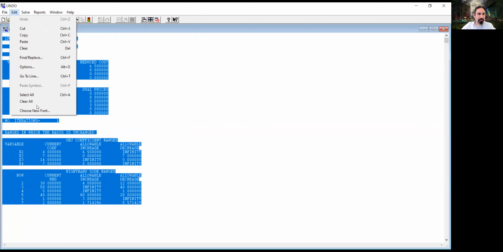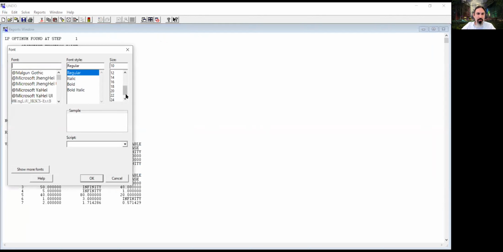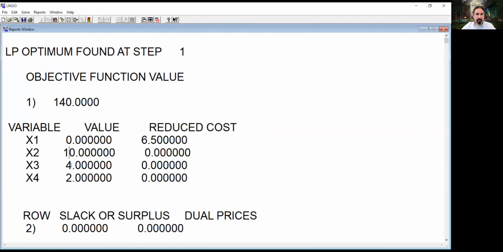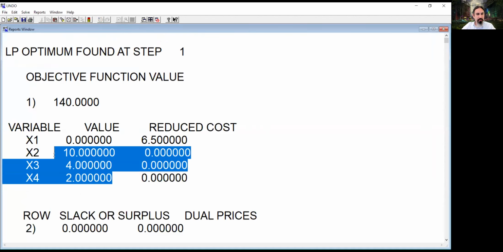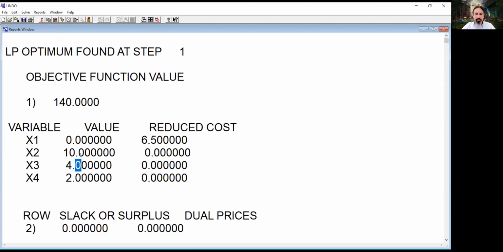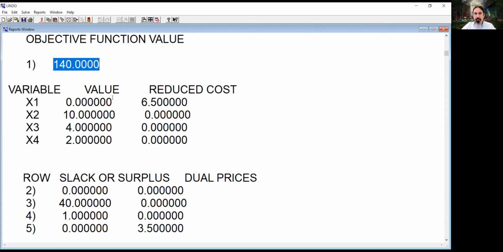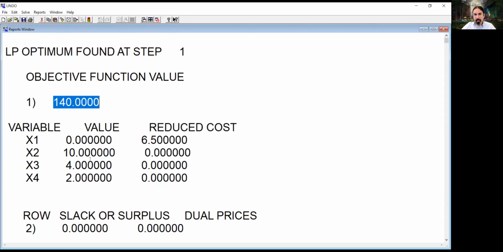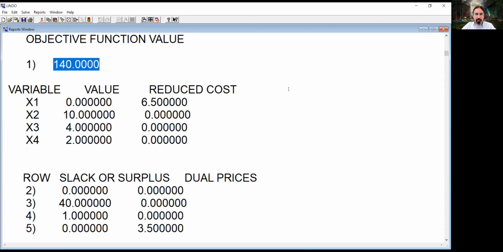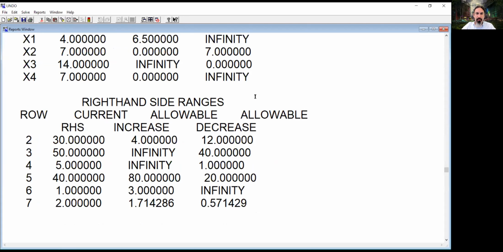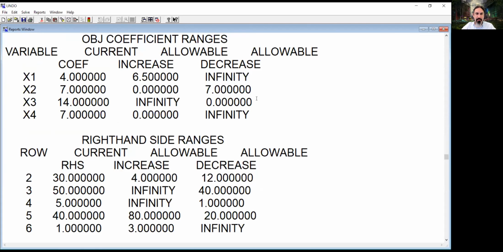The optimal value is again 140. Same. And now it's 10, 4, 2. Oh, they are all integers. That's nice. They don't have to be all integers. We're just lucky here. 10, 4, and 2, again giving the value of 140. So it's okay. They are all different solutions to the same problem, the alternative solutions to the same problem. So this is how Lindo works, okay? We can see every sensitivity related stuff here.